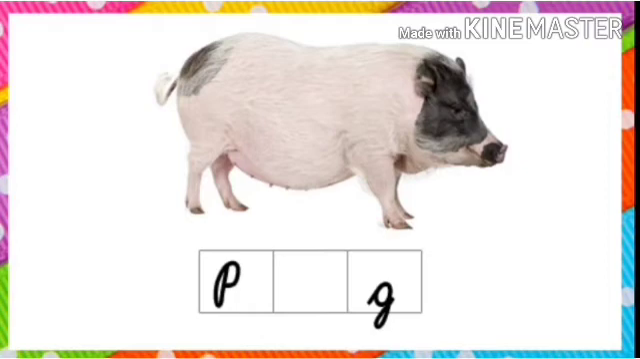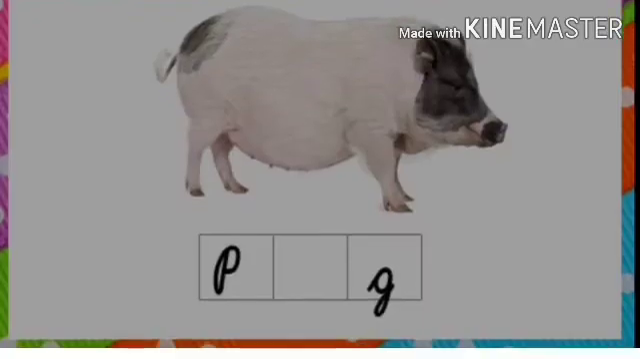Which picture is this? This is a picture of pig. So sound of the word, pig. Beginning sound is p, letter is p. Ending sound is g, letter is g. What about the middle sound? Which sound is missing? An i sound is missing. Which vowel says i? I says i. So fill the correct vowel and make the word complete.